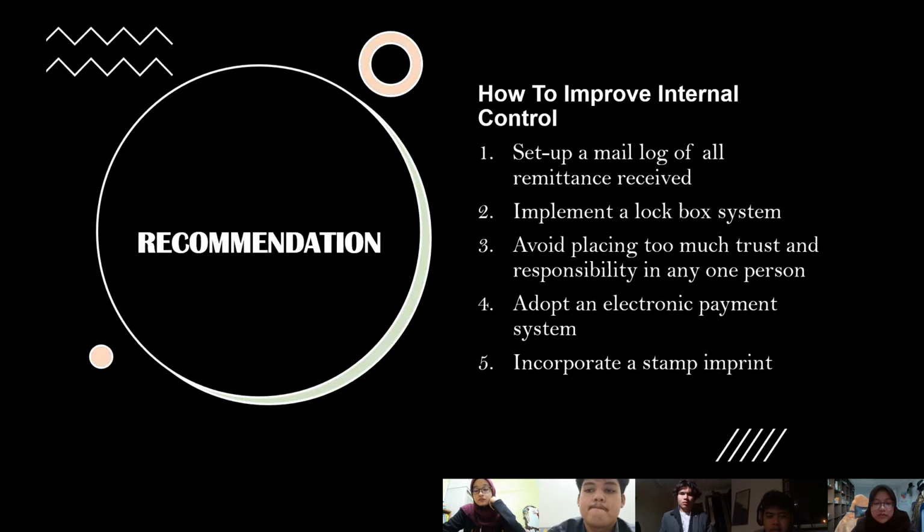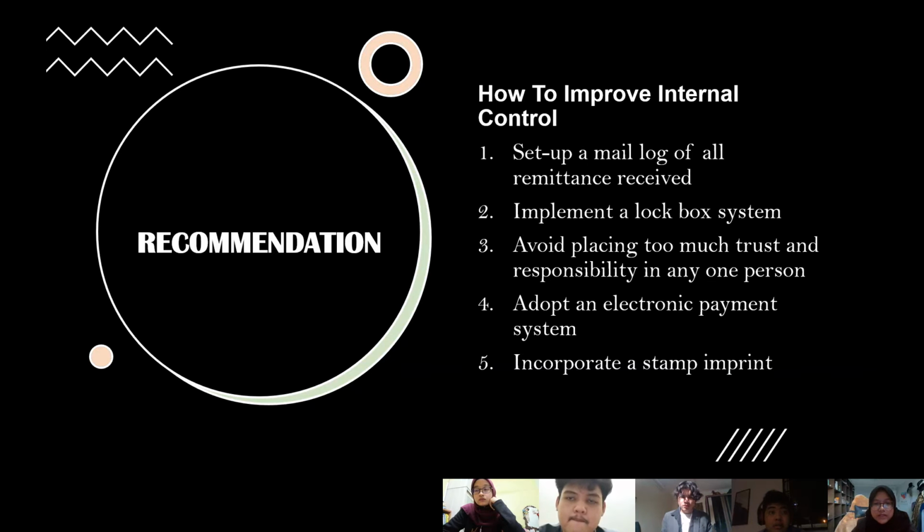Third, avoid placing too much trust and responsibility in any one person. Okay, for example, the bank statement should be sent to a responsible person other than the person who reconciles the bank account. The responsible person should review the bank statement and cancelled checks looking for any unusual items. This could be done prior to giving the bank statement over for reconciliation.